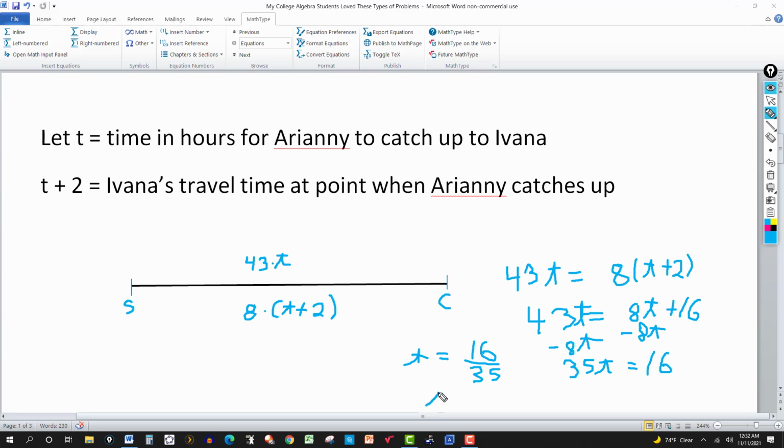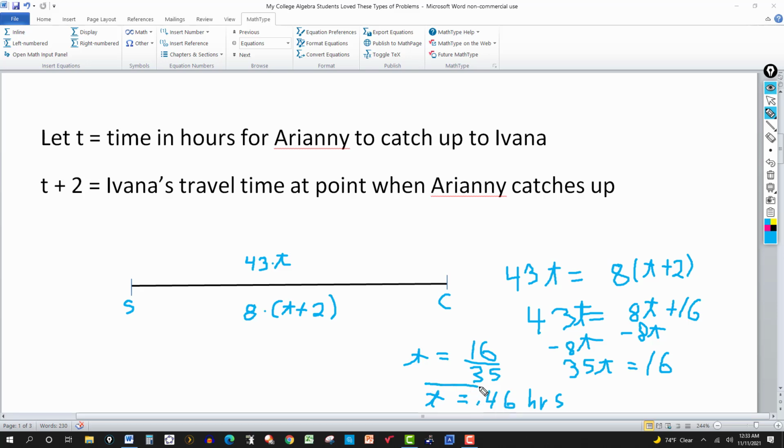Now if I want a decimal approximation here, I can just divide this out. 16 divided by 35. I round it out to 2 places. This will be 0.46 hours. So 0.46 hours is what it takes. Okay. A little less than 1 hour, or about 27 minutes.